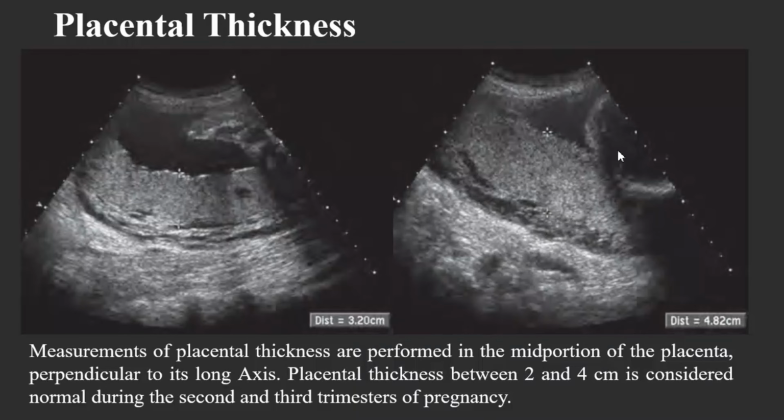Here we can see the inappropriate and incorrect placement of the calipers for the measurement of the placental thickness. This oblique image of the normal placenta in the same patient shows the measurement calipers positioned obliquely rather than perpendicular to the long axis of the placenta, which gives a spuriously increased measurement. Here the placental thickness measurement is about 4.82 centimeters, which is abnormally elevated despite the normal placental thickness.